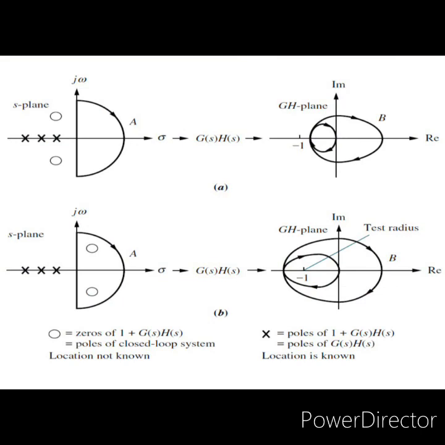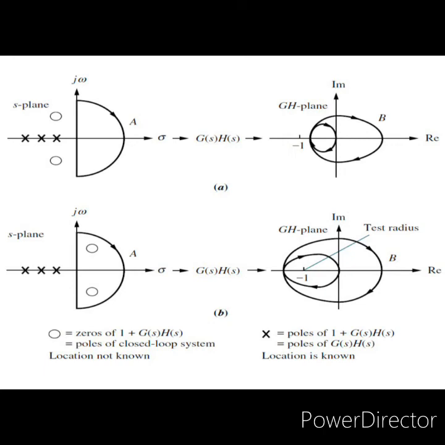Now here in this slide you can see four different graphs. If we focus on the top two plots, that is part A of this figure, on the left side we have the complex plane, the S plane, and in front of it on the right hand side we have the GH plane. Let's first talk about the S plane. In the S plane we have three poles and two zeros. Three poles are lying on the x-axis and two zeros are lying one above and below it.